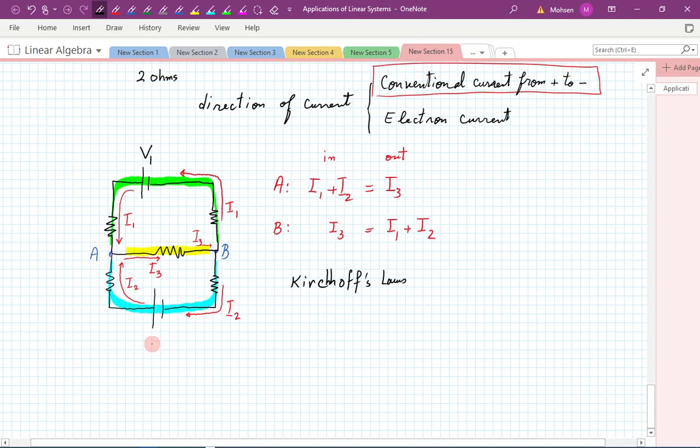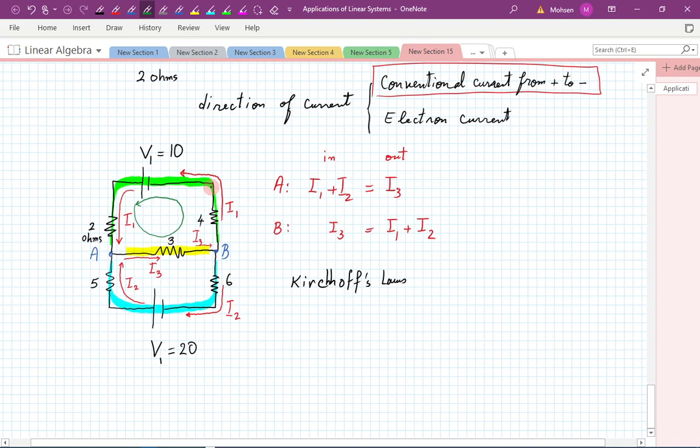Now we are going to use the concept of a loop. I'm going to loop around until I go back to where I started from. You can start from any point on the loop and complete the loop and come back. It doesn't matter where you start. Let's start here, for example. I'm going to call this loop number 1.